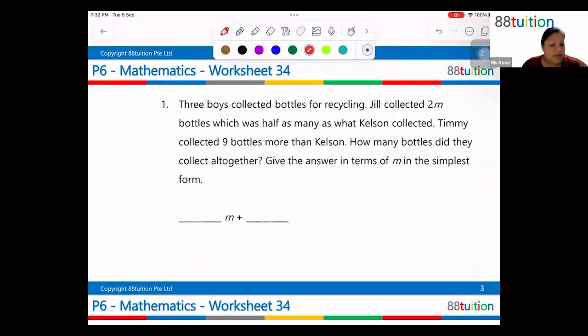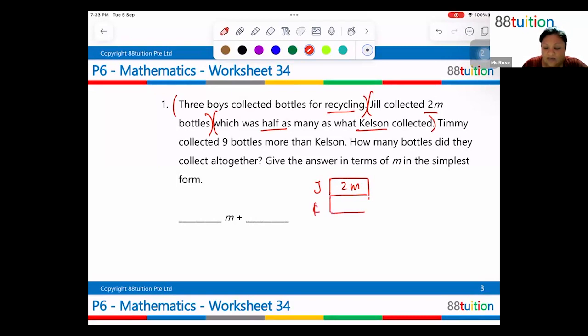Okay, very quickly. Number 1 is an algebra question. So 3 boys collected bottles for recycling. Now take note, for algebra questions, you need not simplify them when you express them in the terms needed. Okay, so Jill collected 2M bottles, which was half as many as what Kelson collected. So Jill collected half of what Kelson collected.